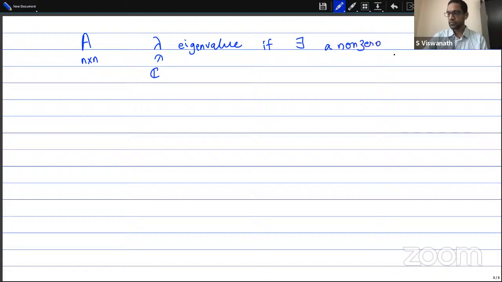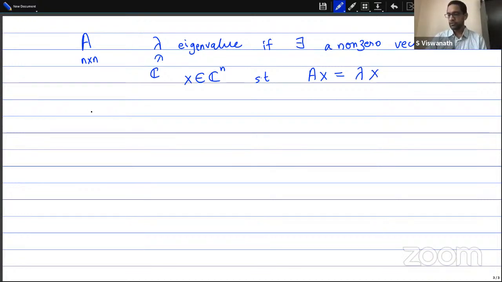The definition goes like this: if you have an n cross n matrix A, everything over the complex numbers, then a complex number lambda is an eigenvalue if there exists a non-zero vector x in Cn, a column vector, such that A multiplied by x just gives you lambda times x. This is the usual definition of an eigenvalue. For lambda to be an eigenvalue, there must exist an eigenvector with this property.